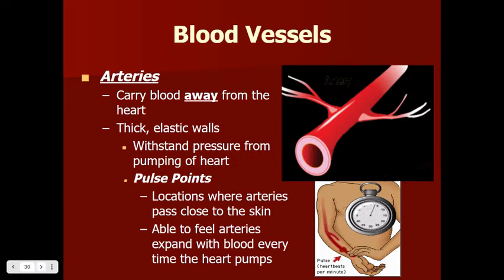So we'll start with the arteries. Arteries carry blood away from the heart. So remember A for arteries, A for away. Arteries have thick, elastic walls. They're able to withstand the pressure from the pumping of the heart. So the heart is pumping with so much force that our arteries need to be able to handle that.